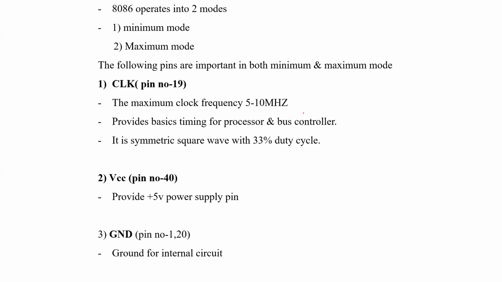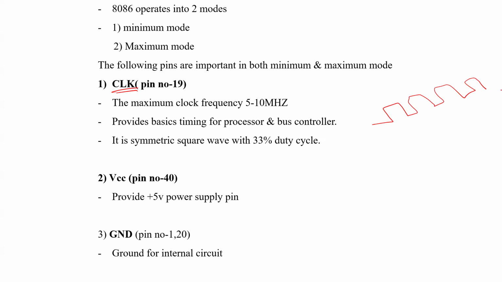Some pins are always activated in either minimum or maximum mode. In any mode, these pins will always be active. Among these pins is the clock, because in both modes you need the clock. Pin number 19 is the clock. The maximum clock frequency is 5 to 10 megahertz. It provides basic timing for the processor and bus controller. It is a symmetric square wave with 33% duty cycle, so this type of square wave is generated.